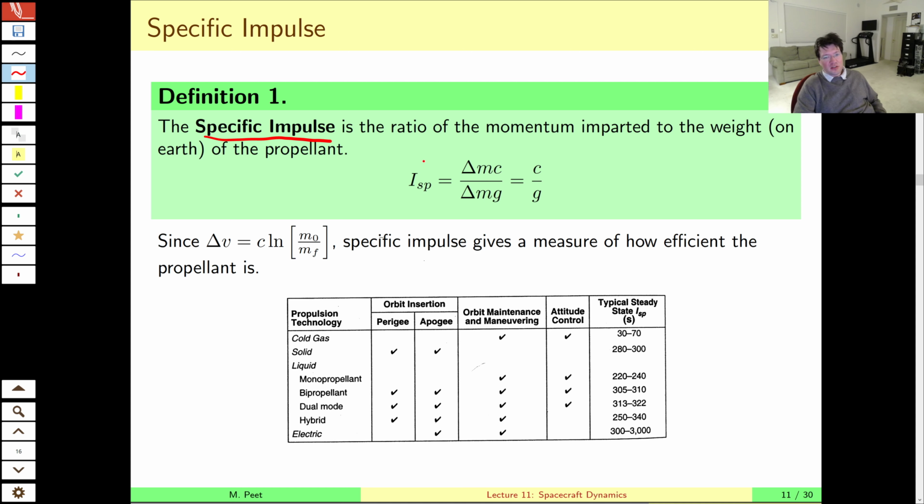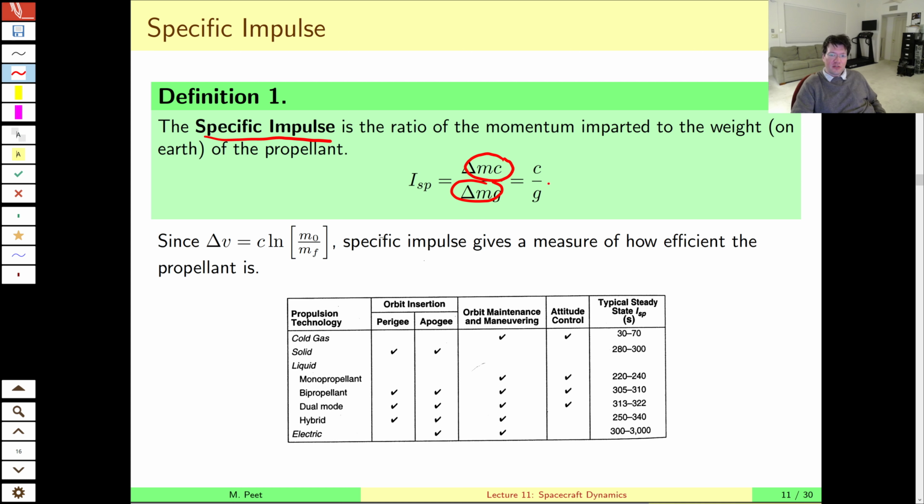Which is jargon, really. It's the ratio of impulse, so particle delta m, which is basically the momentum of the cannonball, divided by weight of the propellant on Earth. So impulse, the momentum imparted to the rocket, divided by the weight of the propellant.